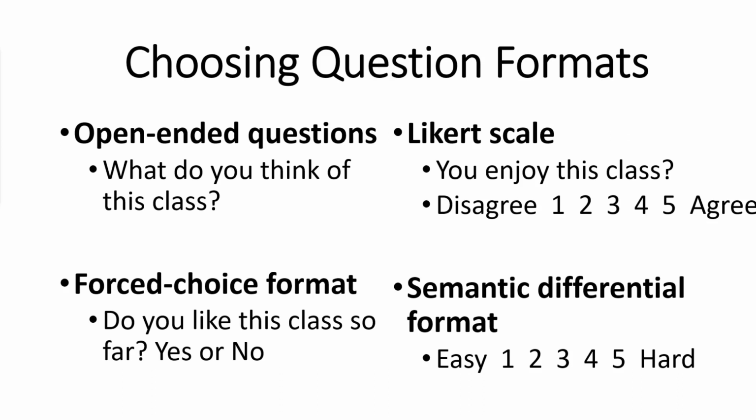Our next format of question is a Likert scale. And this is one of the most common types of scales you'll see, at least for psychological questions. And so for a Likert scale, you're going to see a question that is basically a statement that asks you how much do you agree or disagree with this statement. So you enjoy this class, agree or disagree. So if you strongly disagree with this statement, you would choose a 1. If you neither agree nor disagree, you choose a 3. If you strongly agree with the statement, you choose a 5. So this is a 5-point Likert scale.